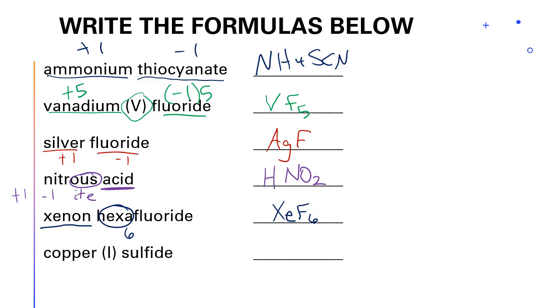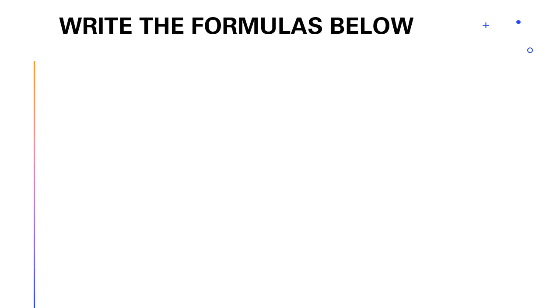And last but not least, I've got copper 1. So that's Cu with a +1 charge. And then sulfide, the ide tells me it's the element sulfur, and it's -2. In order to balance those charges, I will need 2 of those copper 1s to get me a +2, so Cu2S.